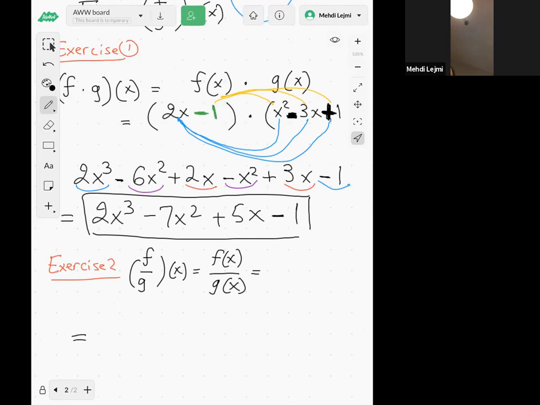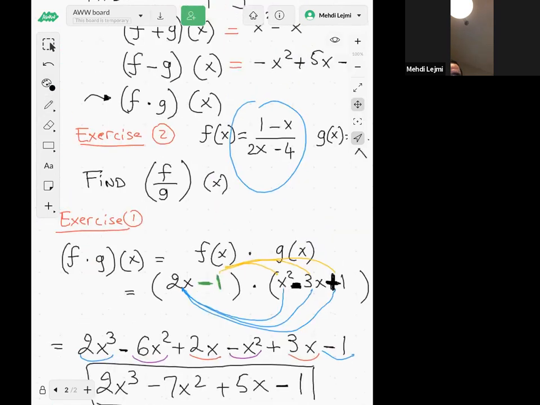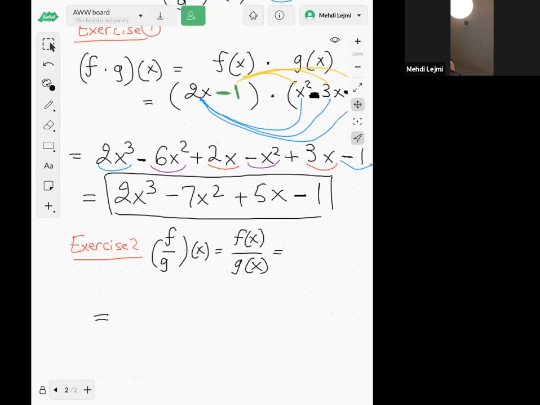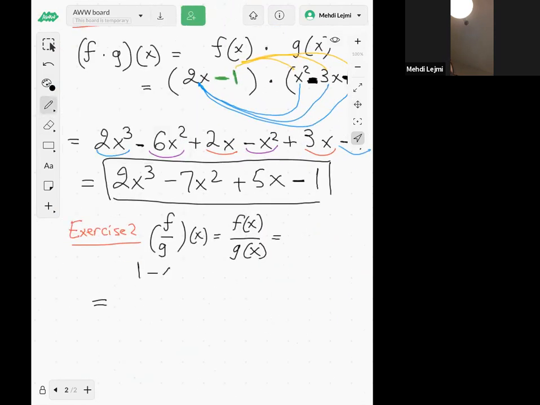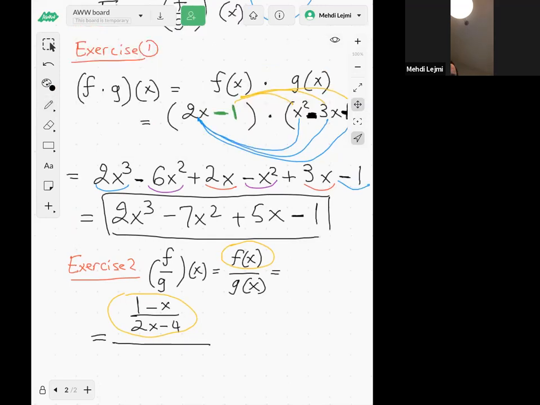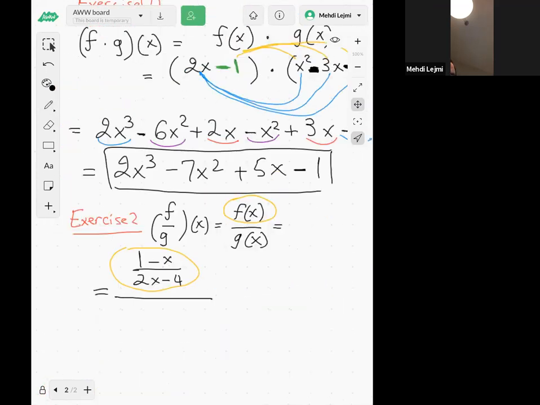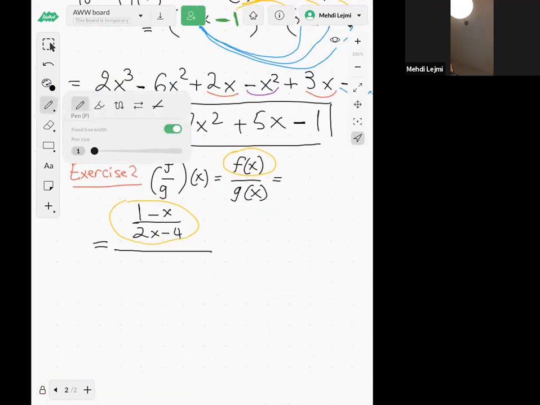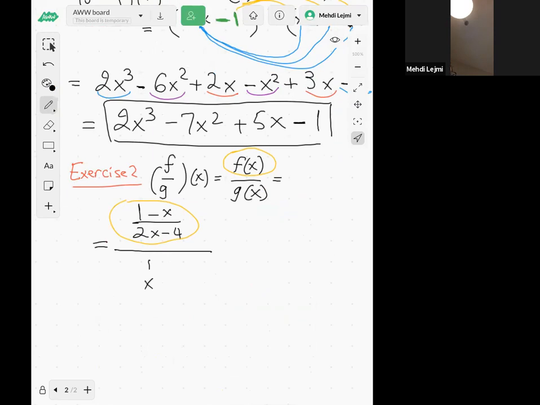Okay, so I was saying f of x is 1 minus x over 2x minus 4. Right, so this is my f of x over, okay, so I have this long line over g of x. And what's g of x? G of x is actually just 1 over x. So divided by 1 over x. So this is my g of x.